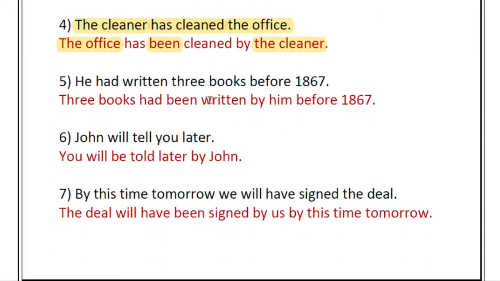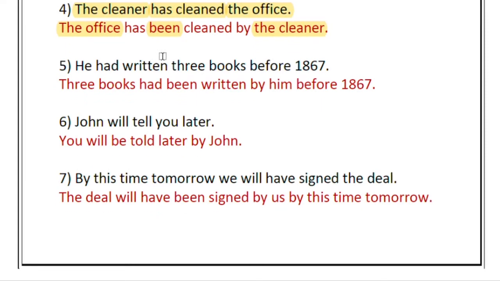You know that we change it from present to past in case of direct indirect only, not in case of active passive. He had written 3 books before 1867. Try this on your own. He is the subject. 3 books is the object. So 3 books come in the front.